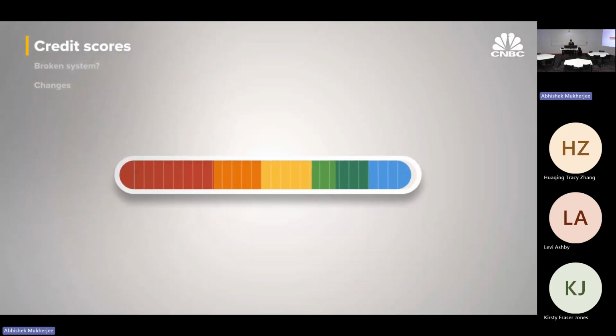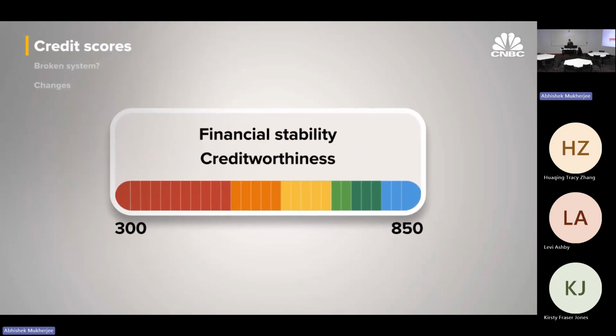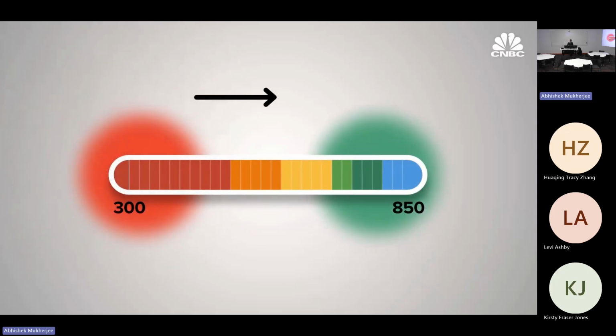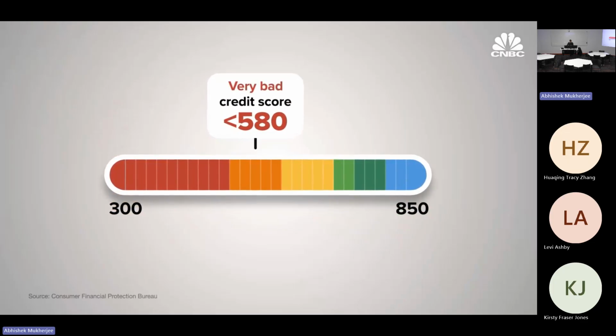A credit score usually refers to a number between 300 and 850, which represents the holder's financial stability and creditworthiness. The higher the number, the better a consumer looks to potential lenders. Credit scores in the 500s are considered to be very bad.